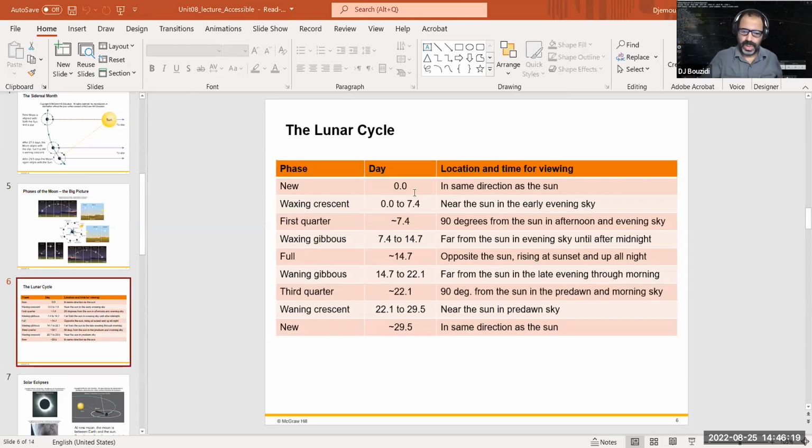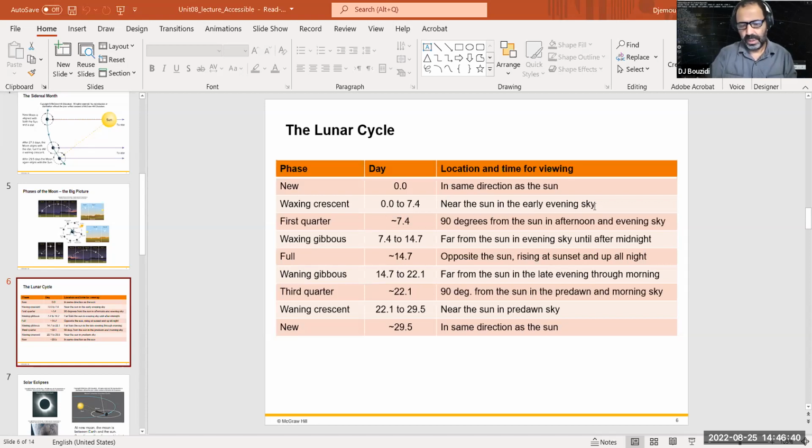This is the new moon, day 0, basically. This is the starting point. The moon is in the same direction as the sun. When I say the same direction, it's not the same plane. You have to make that distinction. I know I mentioned it several times now. It means that's the overall direction. Okay. Waxing crescent is the first week, basically.